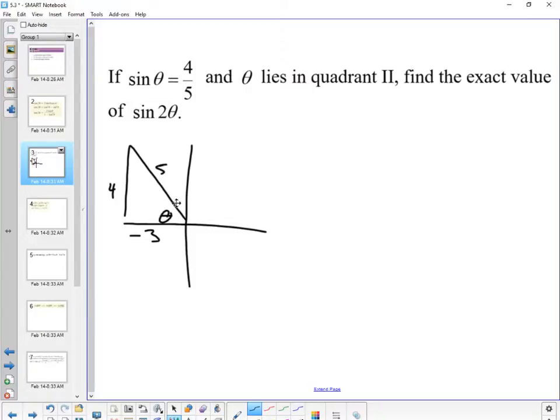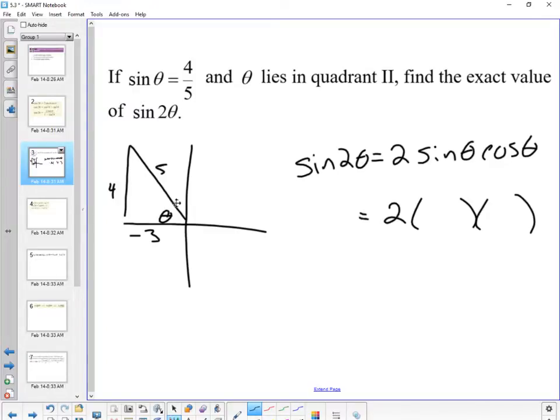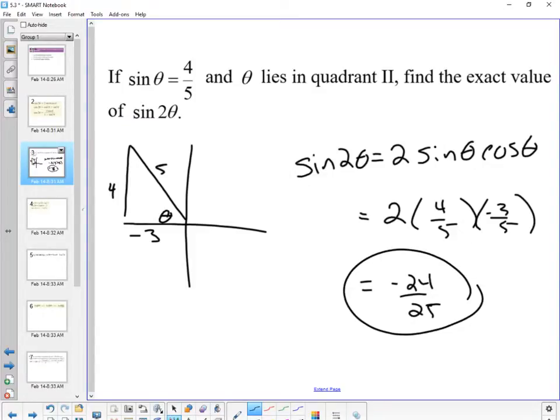All right, so we've got our triangle. We want to find the exact value of our double angle here. So we know that sine 2 theta is equal to 2 sine theta cosine theta. Cool, so let's start plugging some stuff in. What is the sine of theta? Well, we already know it. It's 4/5. What is the cosine? Negative 3/5. So we've got 2 times 4 times 3. That's 8 times 3, which is negative 24. So there you go, and we are done.